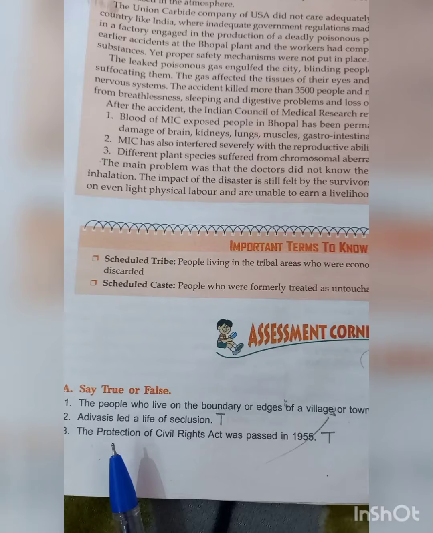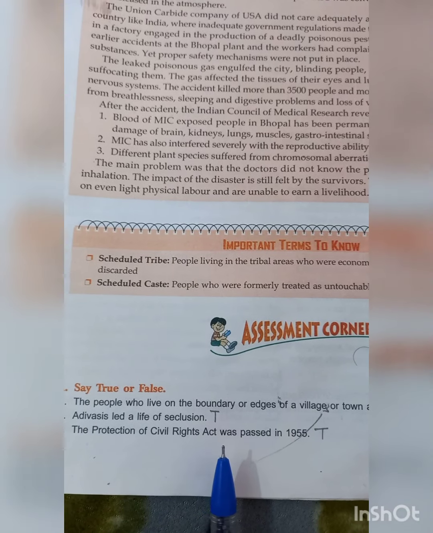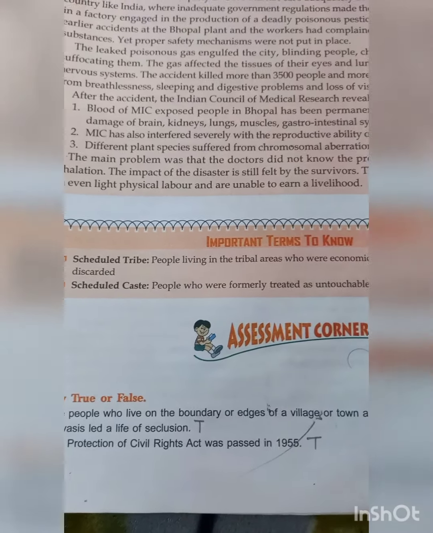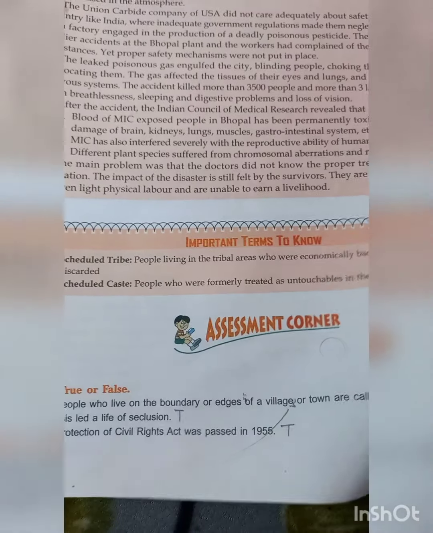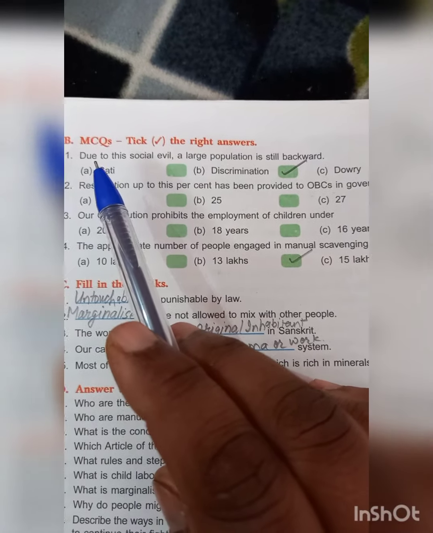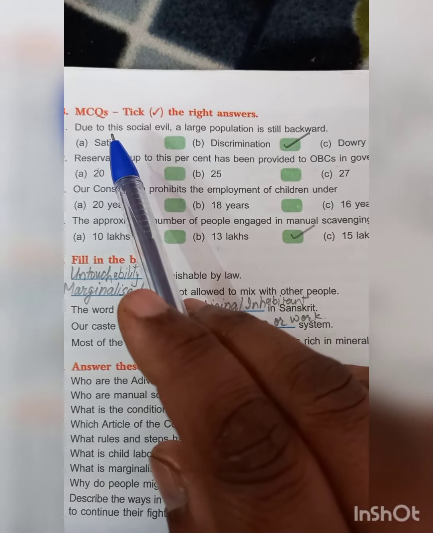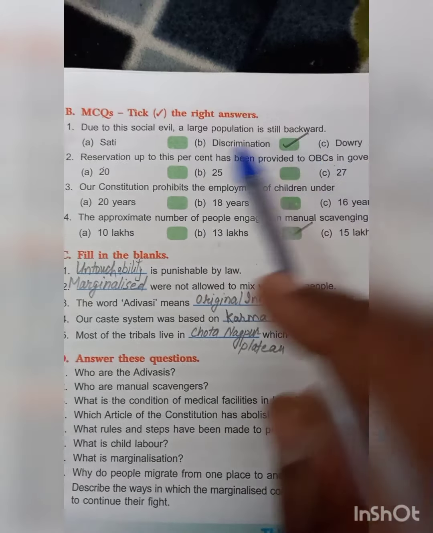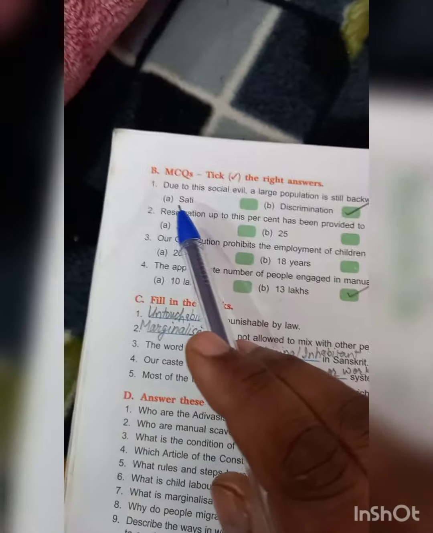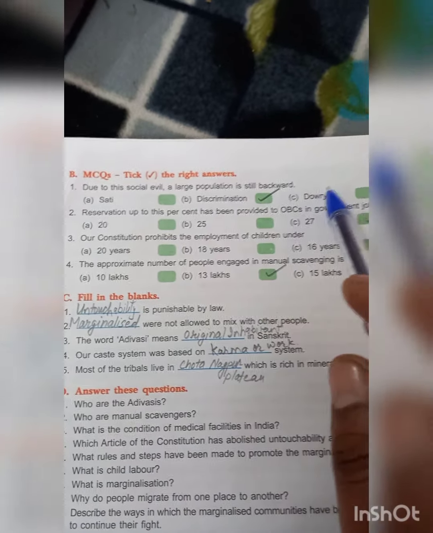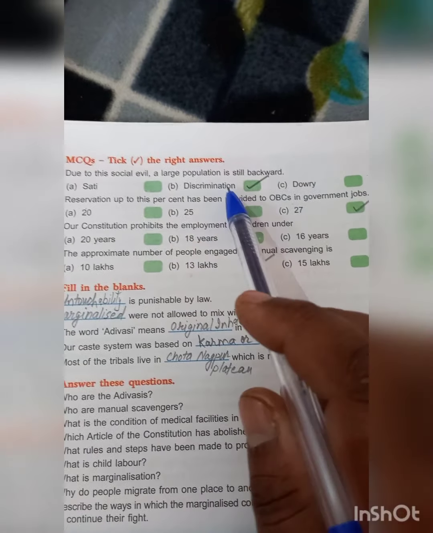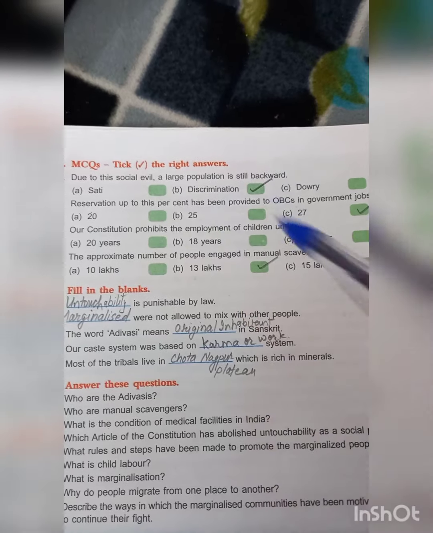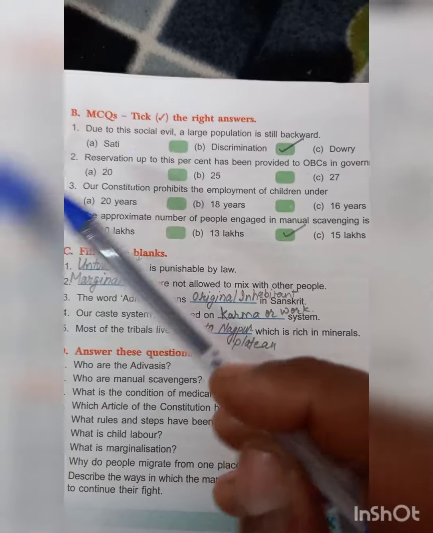Third is: the Protection of Civil Rights Act was passed in 1955. It's a true statement. And next are your MCQs. First is: due to social evils a large population is still backward. Which social evil? It's sati, discrimination, dowry, or none of these. The answer is discrimination, and here discrimination means bhedbhav hota hai.